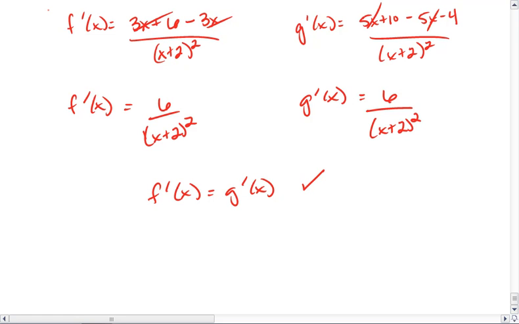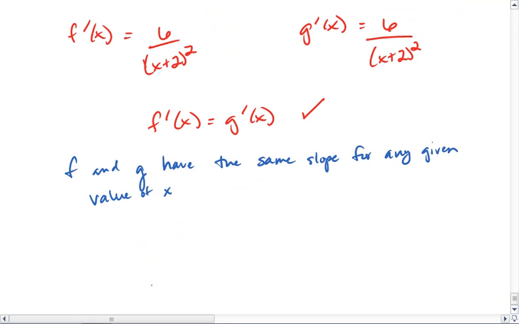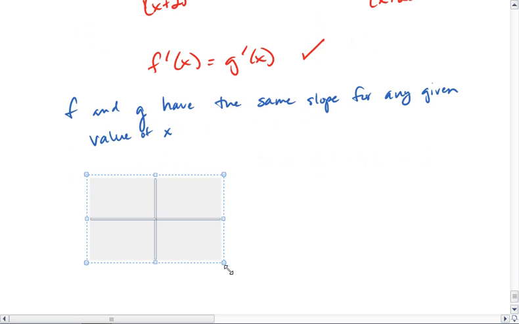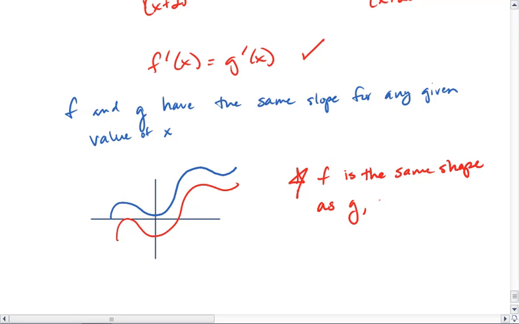What this means for the derivatives to be equal is that f and g have the same slope for any given value of x. So if f was to look something like this, we know that g would always have to have the same slope, giving it the same exact path on our Cartesian plane. So in fact, and this is huge, f is the same shape as g, just shifted vertically.